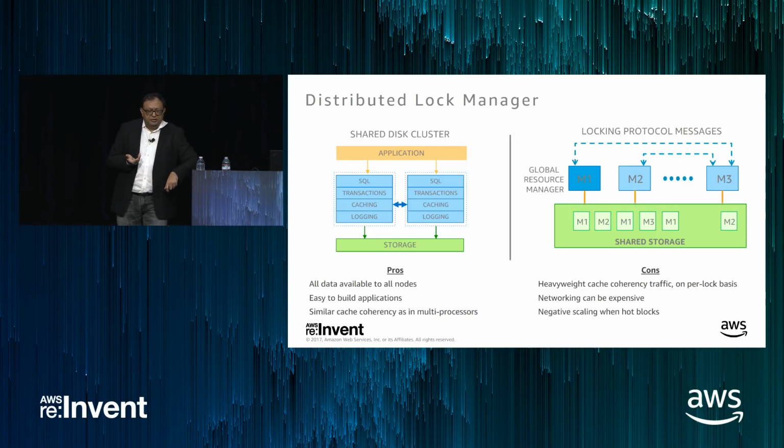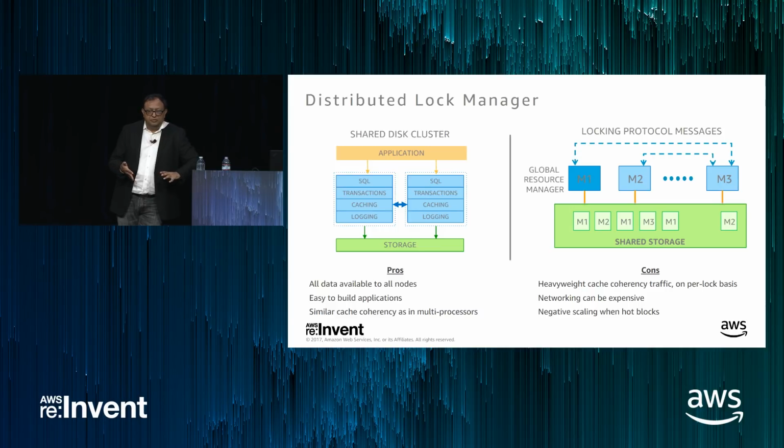So the cache coherence traffic is pretty much on a per lock basis. And so if you're running a 2-node cluster, half the time your typical data item will be local, half the time it'll be remote, and you'll be running a lot of traffic for those. The networking can be expensive.